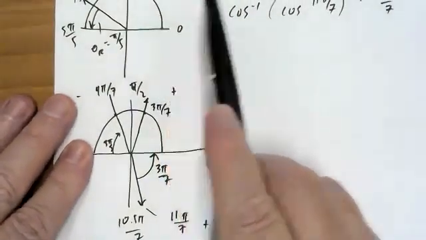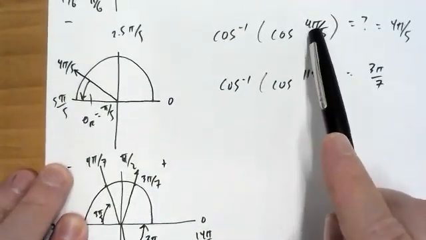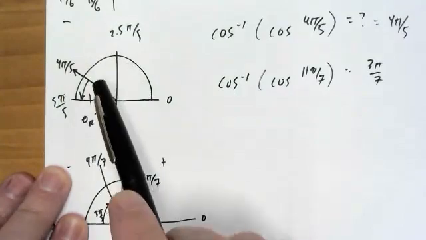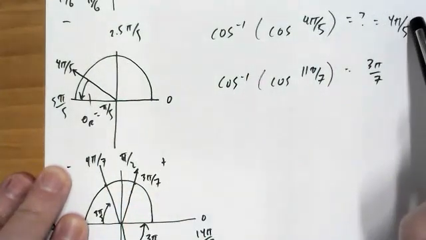Let's do this one. Cosine of 4 pi over 5. Here's my original angle, 4 pi over 5. It's in my allowed region. Boom, use the shortcut, you're done.